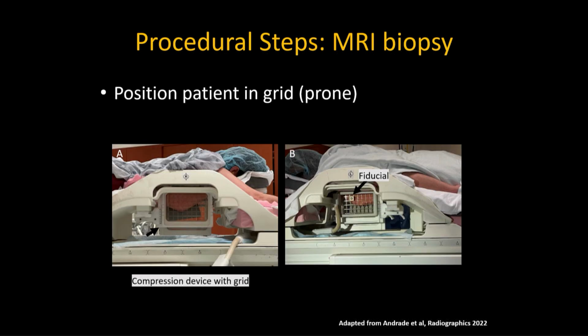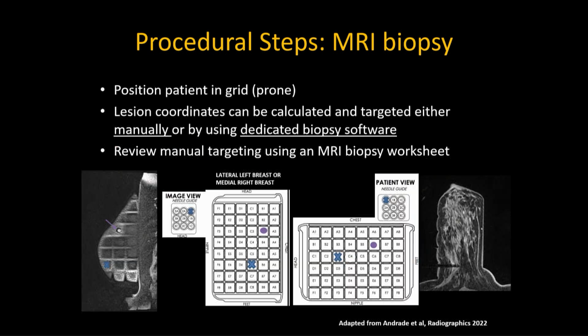So now I'll go over some basic procedural steps of the MRI biopsy. Positioning is incredibly important. You want to make sure that your patient is positioned in the grid in a prone position, and you have a fiducial marker to allow you to target your finding appropriately. So your lesion coordinates can be calculated and targeted either manually, as we do, or using dedicated biopsy software. So again, just be familiar with what your institution does.